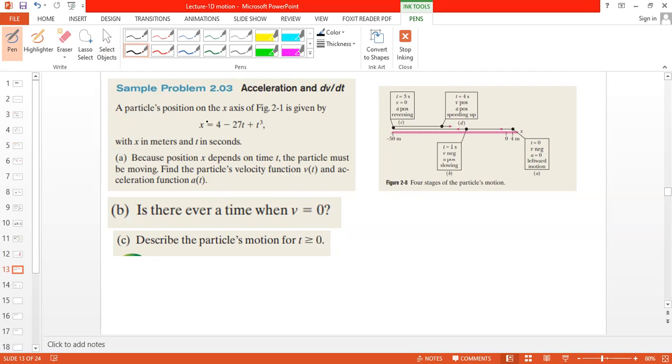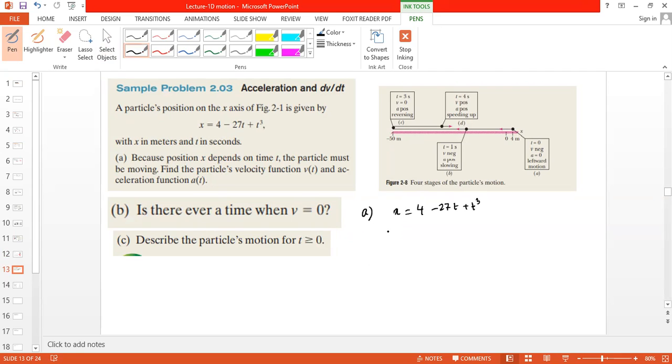Math clear? একটা object-এর position বলা আছে, which is a function of time. What do you have to do? You have to find out the velocity and acceleration. So let's try this math. Okay, so position is given. Position is x equal to 4 minus 27t plus t cube.